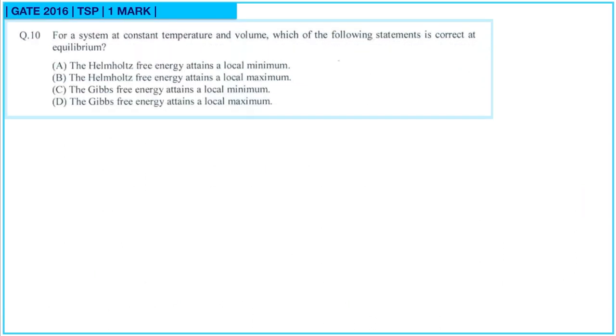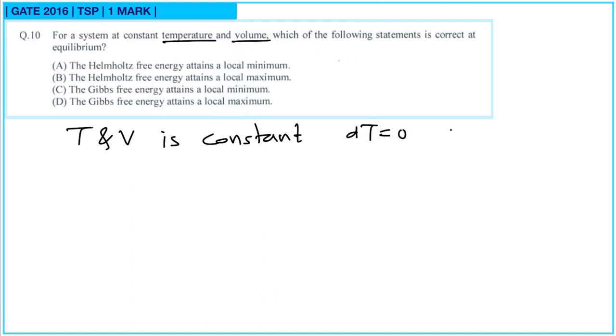For a system at constant temperature and volume, which of the following statement is correct? So here temperature and volume is constant. So dT is equal to 0 and dV is equal to 0. Then we have Helmholtz free energy. It is given by, now dF is equal to, its differential is given by minus P dV minus S dT.